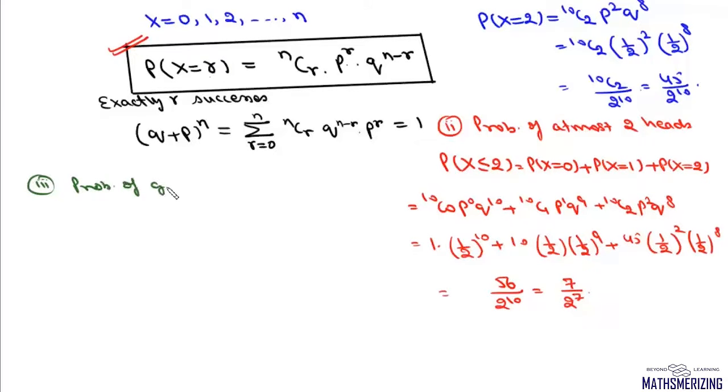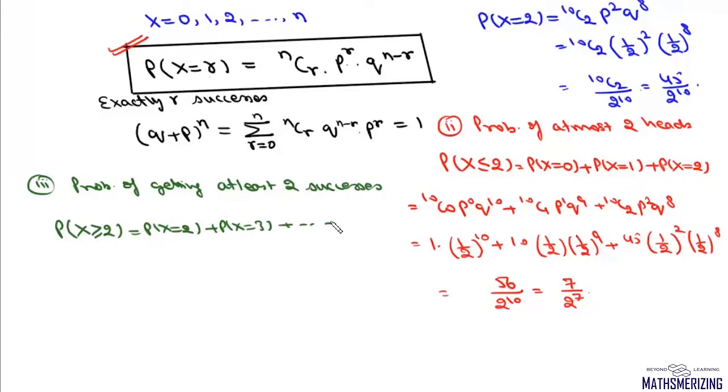probability of getting at least 2 successes. Now here this x should be greater than or equal to 2. So it will be this probability of x equal to 2 plus probability of x equal to 3 up to probability of x equals 10.